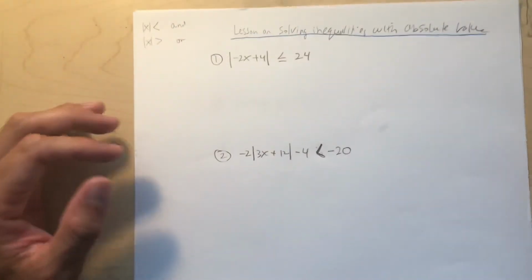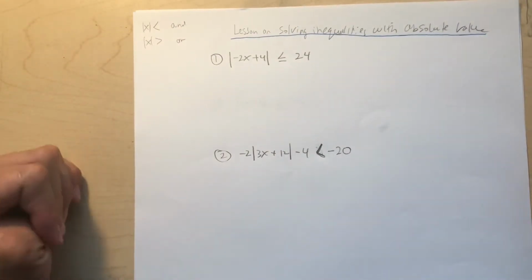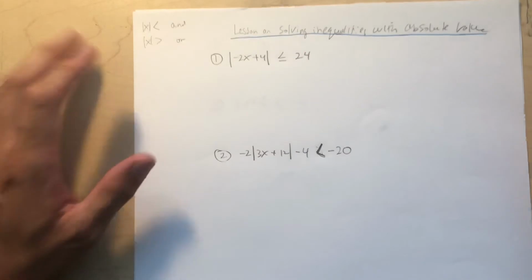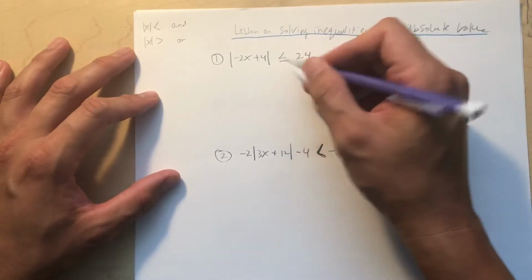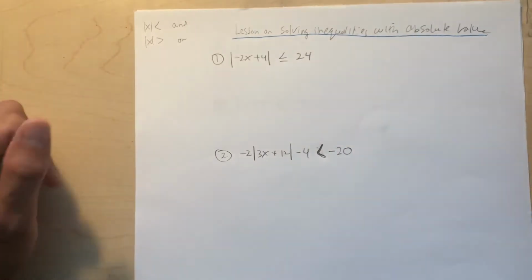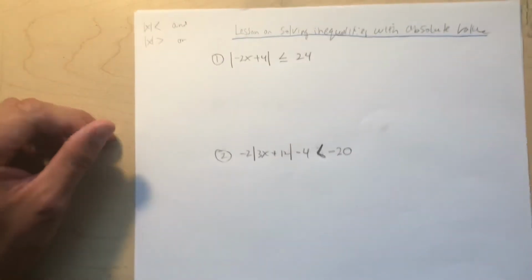Very similar to solving an equation with a regular absolute value. There'll be two solutions. There are two possible ways to get the answer, okay? Now, when there's a less than sign or a greater than sign, it actually means something a little bit different. We'll get into that later on.